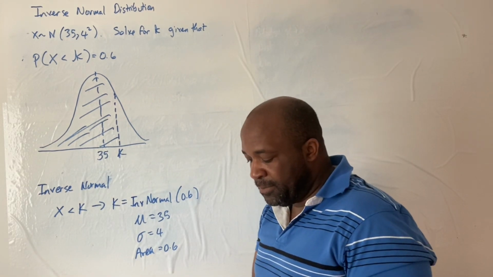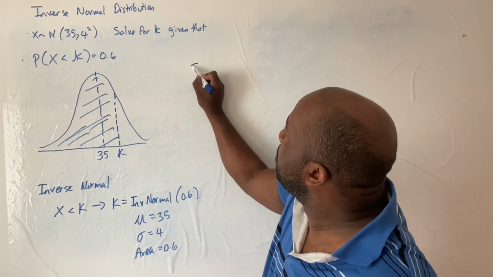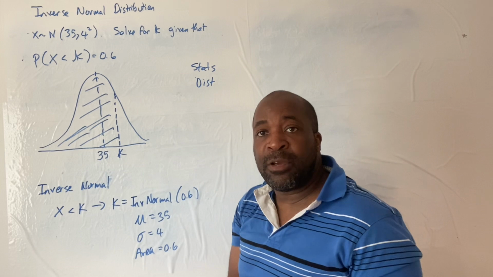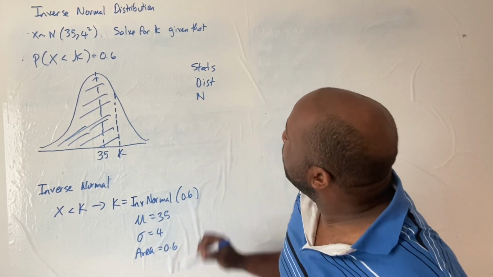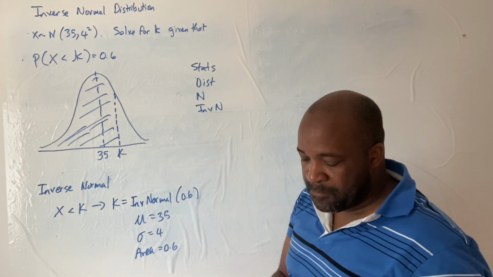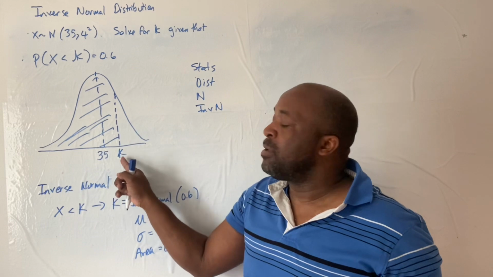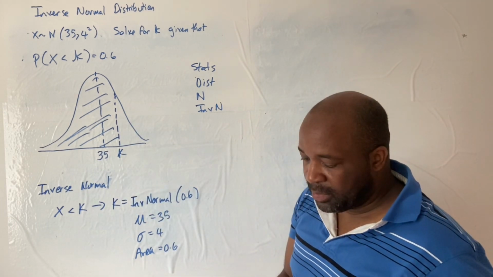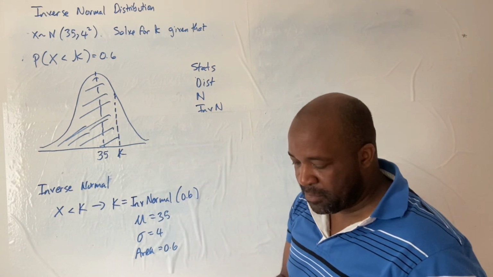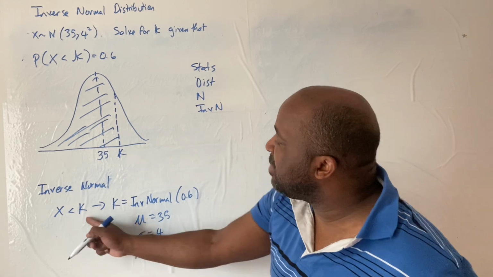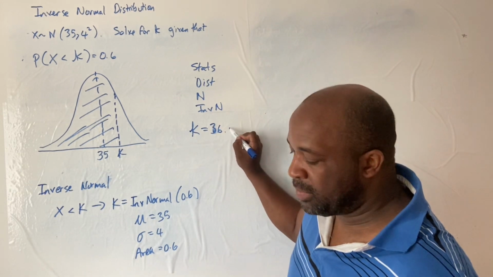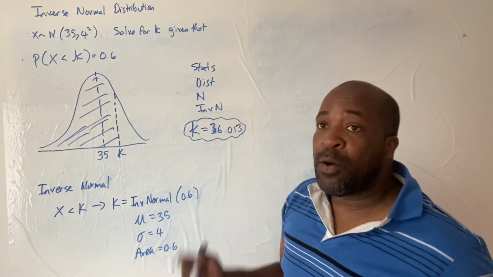So again, we go to our calculator. We're going to go to statistics. Then we're going to go to distribution. It might be different on your calculator, so you want to use the appropriate routine for your calculator. Then we go to normal. And then I'm going to now go to inverse normal, INVN. The area is the area to the left of the unknown domain value, which is 0.6. Our sigma is 4, and our mu is 35. And so here, this gives us the unknown domain value. Therefore, k is equal to 36.013. And that would complete the question.